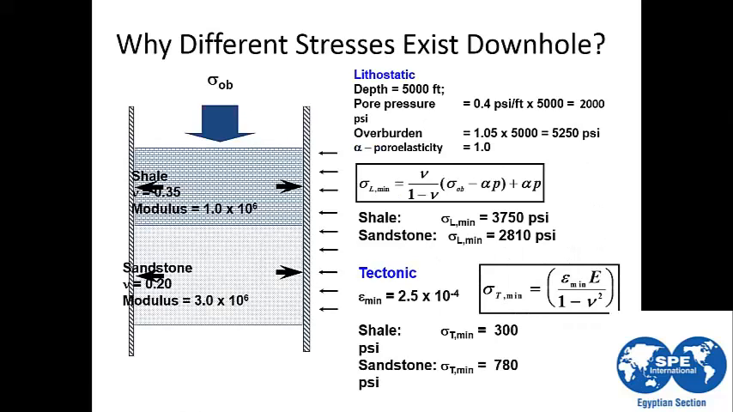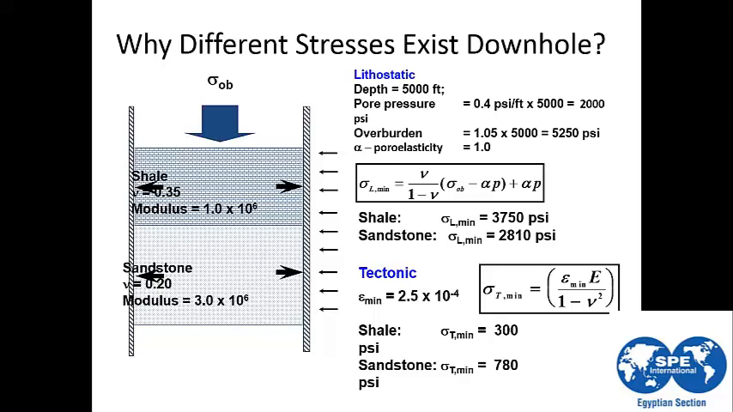This example can show us how, if we have different rock types, as we have here shale and here sandstone, and this shale and this sandstone are directly above each other, they are exposed to the same overburden stress. However, the in-situ stress for the shale is different than for the sandstone. Where does this come from? It comes from the difference in Poisson ratio and Young's modulus for each type of rock.